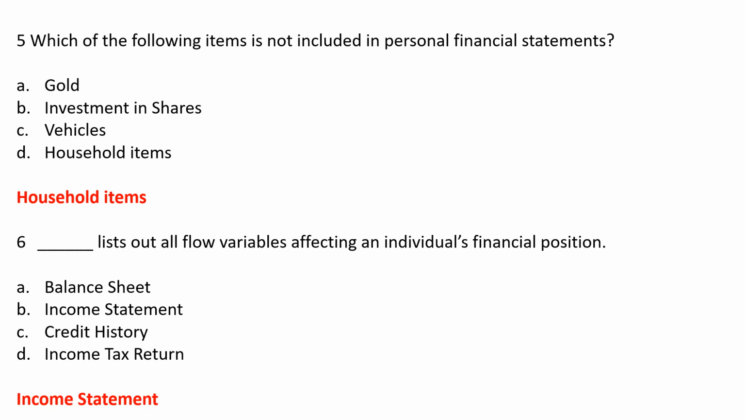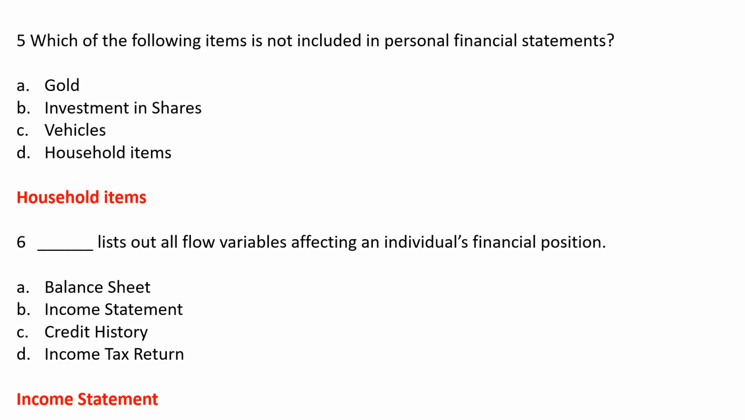Which of the following items is not included in a personal financial statement? Option A, gold. Option B, investment in shares. Option C, vehicles. Option D, household items. Gold is included in your financial statement. Investment in shares is included. Vehicles are included, but household items are not included in your personal financial statement. So your correct answer is option D, household items.